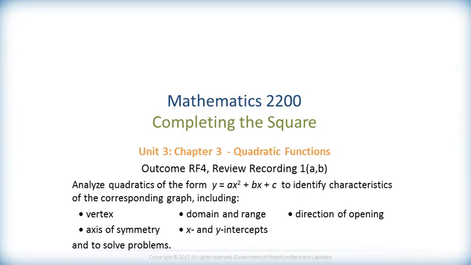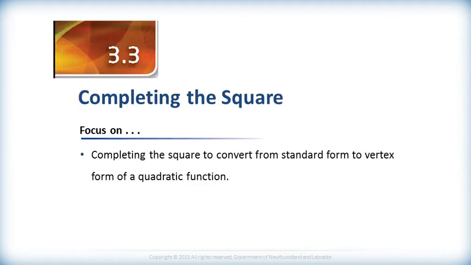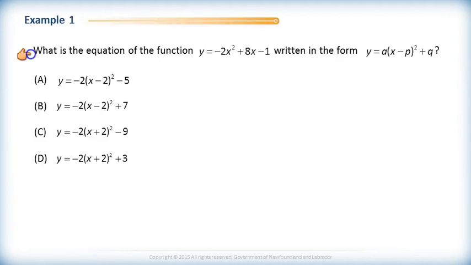Welcome to Review Recording 1A and B, which accompanies instructional recordings 1A and B for Mathematics 2200, Unit 3, Chapter 3, Section 3.3. We'll do a couple of examples here on completing the square to convert from standard form to vertex form of a quadratic function. Here we have a multiple choice style question.